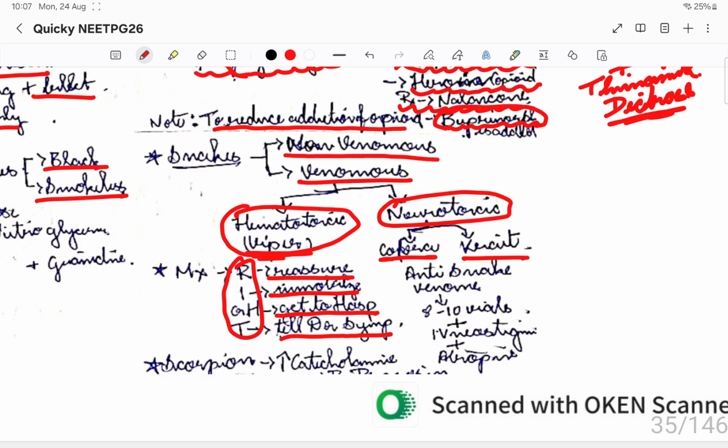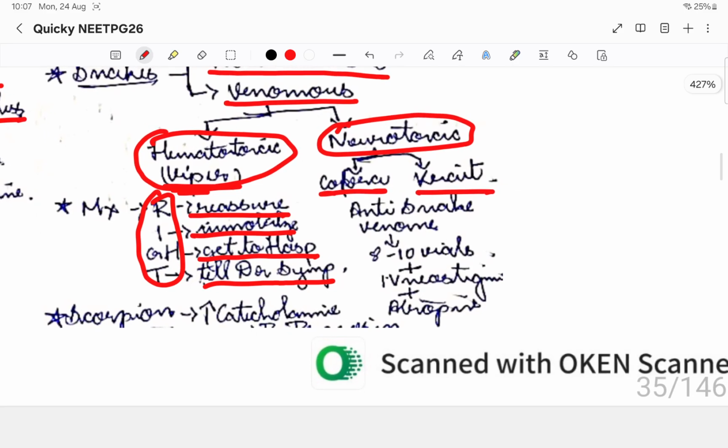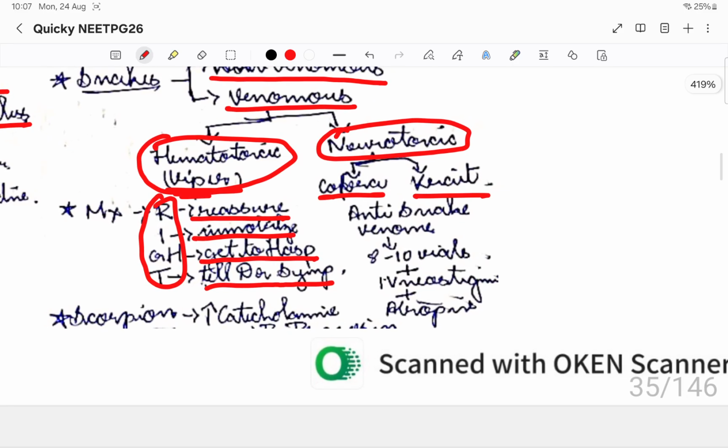Okay, then coming to neurotoxic, so it is going to be cobra and krait, right? So the anti-snake venoms: after reaching the hospital, what the doctor does is see whether the person needs the vial of anti-venom, if the patient has the symptoms. So that is when we give anti-snake venom. We'll give a maximum of 8 to 10 vials. Along with it, we'll be using neostigmine and atropine if needed.